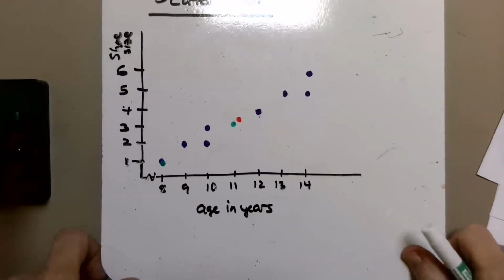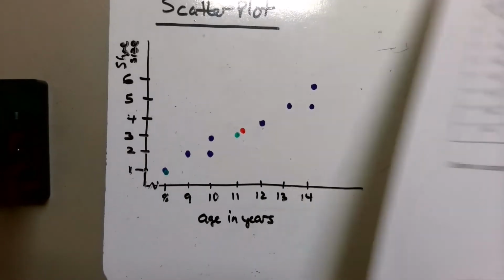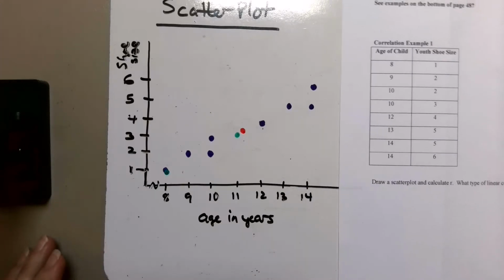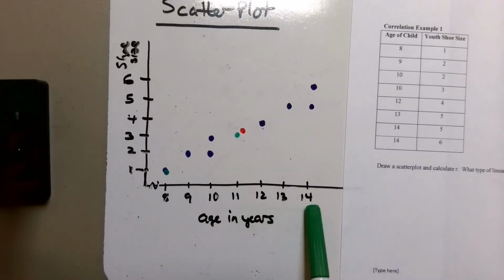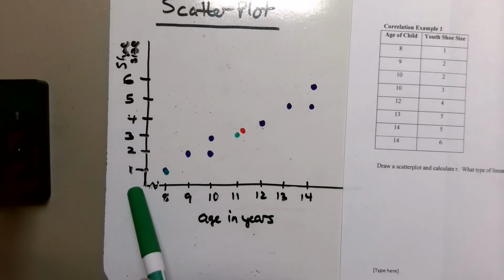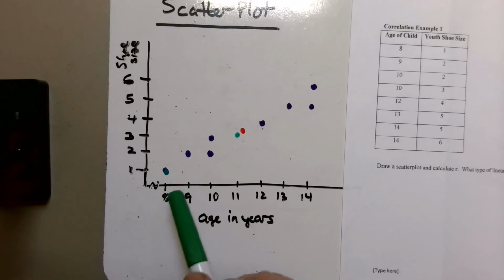So if we take that data, which was given in the original example, these values here, and we plot them. So x, I made a little break here, goes from 8 to 14. Y goes from 1 to 6. And I plotted these values in purple. Ignore the green and the red points for a second. We'll come back to that in the later examples.